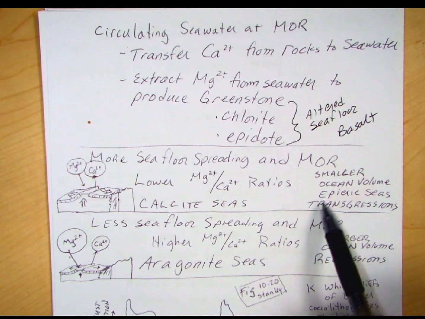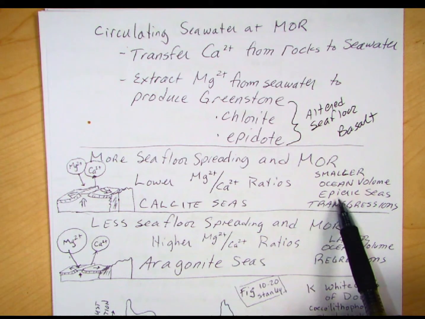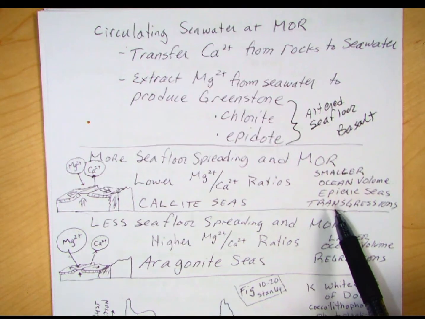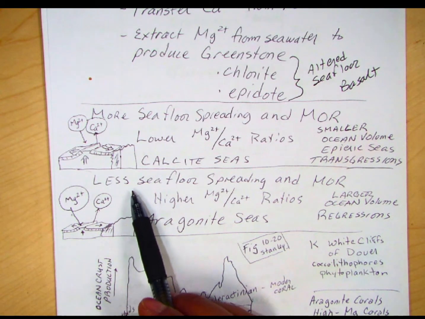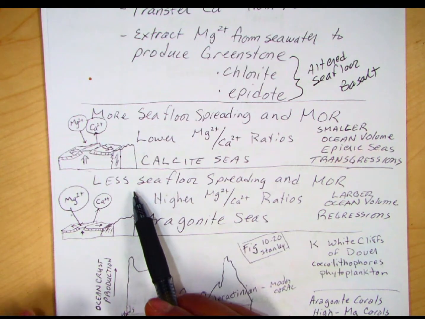So smaller ocean volume, right? We get those epeiric seas, we get those marine transgressions. So we're seeing that in the Cretaceous period as an important time. When we see periods of low mid-oceanic ridge activity, so the seafloor mid-oceanic ridges kind of subside, the volume of the ocean basin gets bigger, so water goes back into the ocean basins.